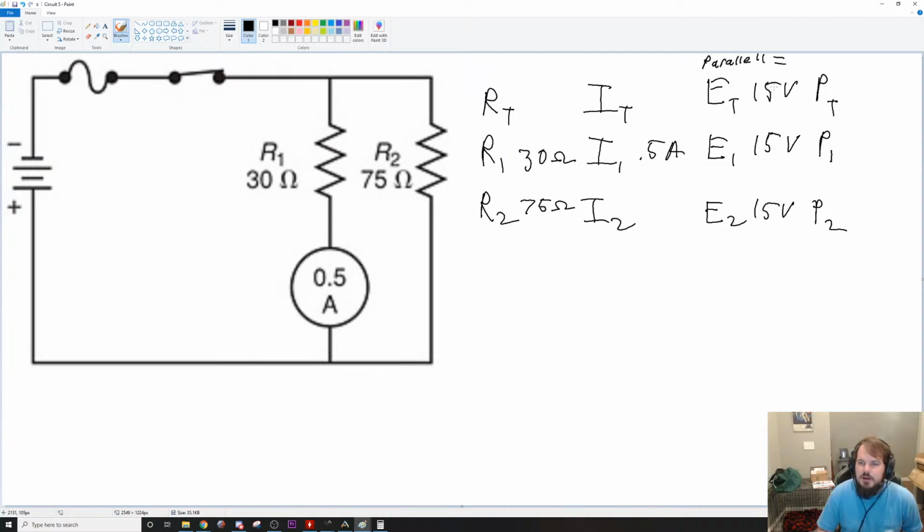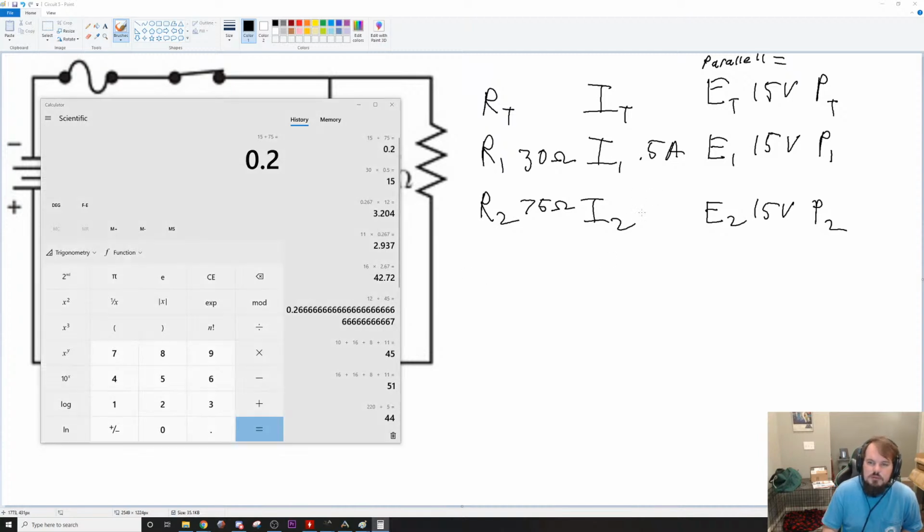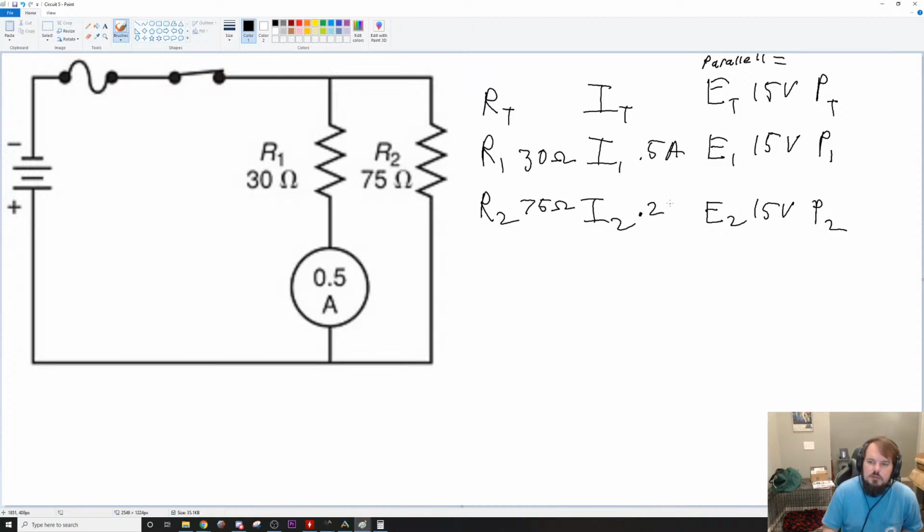Alright, so now that we've got all our voltages, we can do 15 divided by 75, which will give us our other amperage, 0.2. And in parallel, amperages add up.